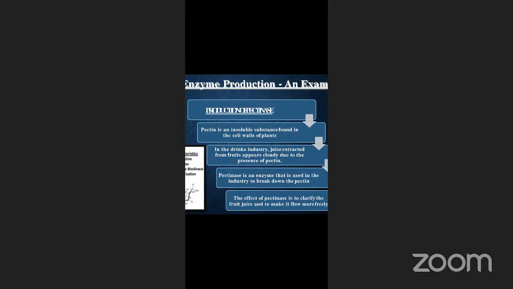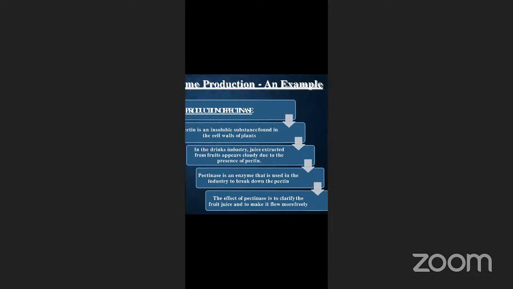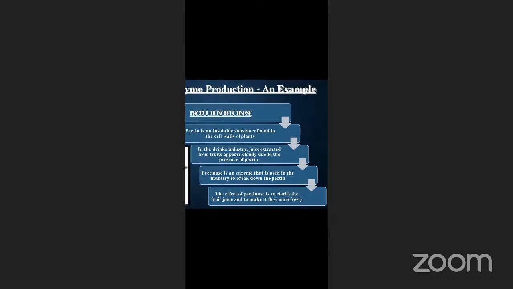Therefore, this pectinase is very useful in the fruit juice industry. The effect of pectinase is to clarify the fruit juices and make them flow more freely. So this is one example of commercial production of enzymes.